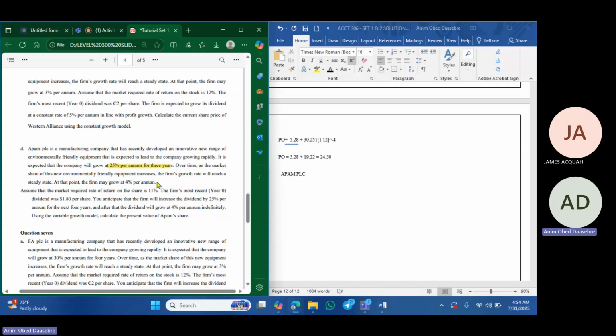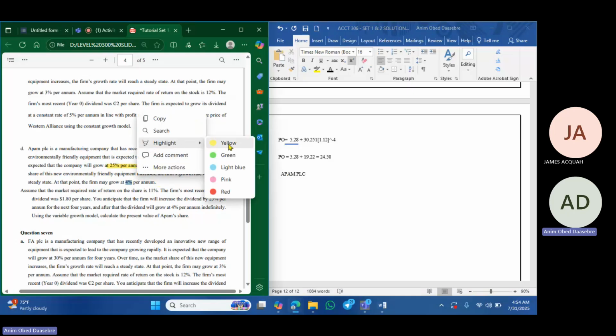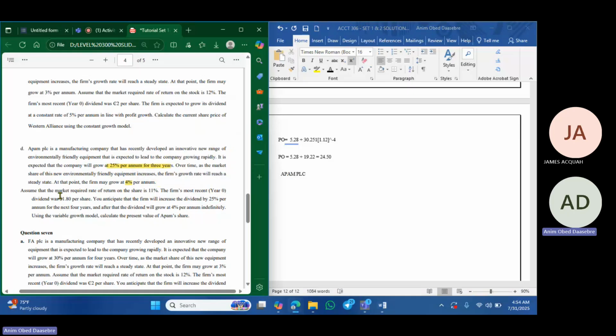Over the years, the market share of this new environmentally friendly equipment increases. The firm's growth rate will reach a steady state. At that point, the firm will grow 4%. So you see the same scenario as in the C. Assume that the required rate of return on the share is what? 11. It's 11. So this question you will now solve.